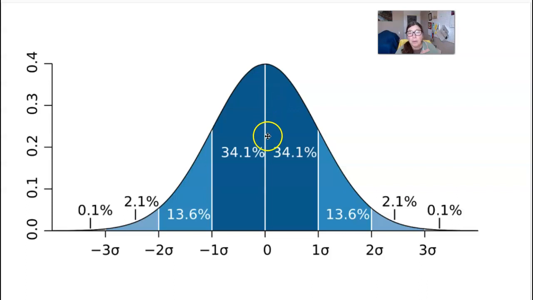And then you know about the standard deviation. If you go up 1 standard deviation to the right and 1 standard deviation to the left, you will capture about 68% of your results. And if you go up 2 standard deviations to the right and 2 standard deviations to the left, you will capture a total of about 95% of all your results. And that's important, as you will see later.